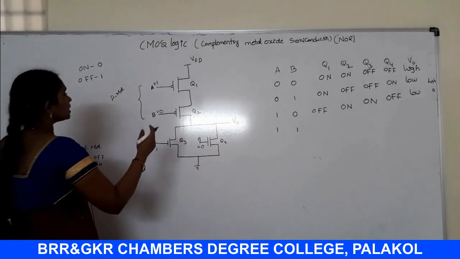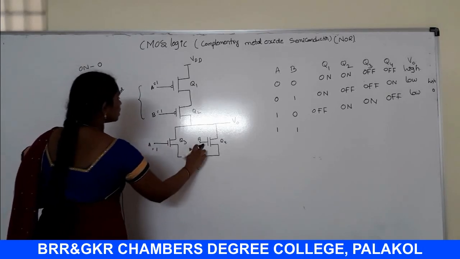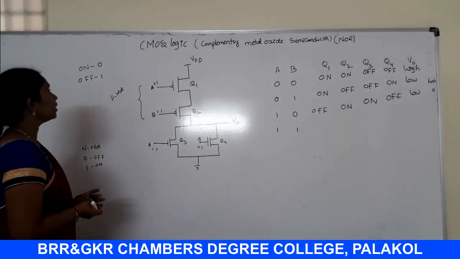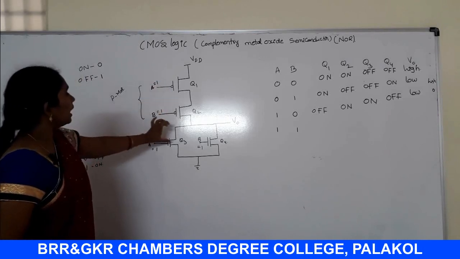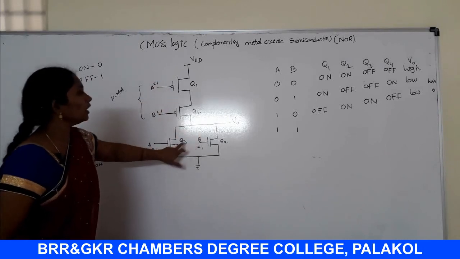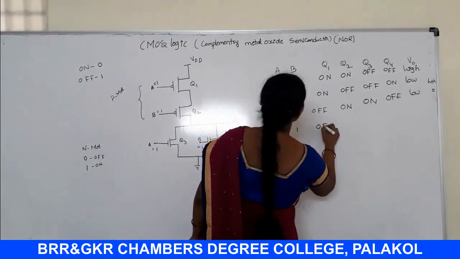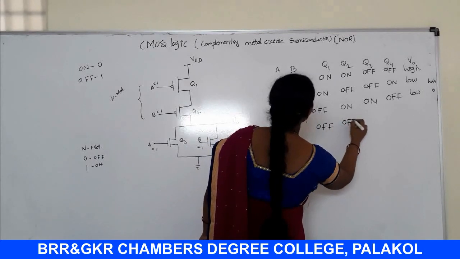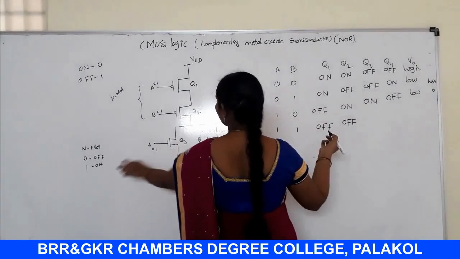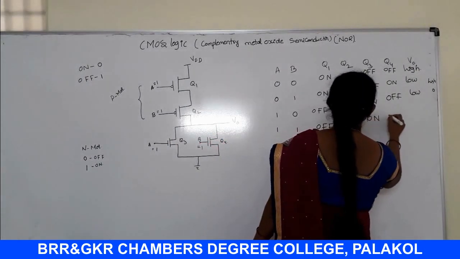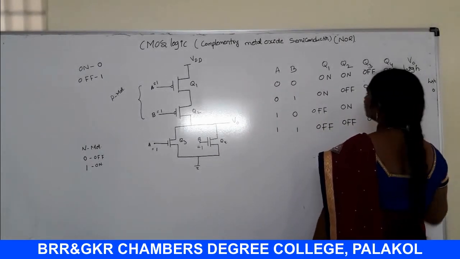The next condition is the 1 1 condition. When you apply 1 1 here, both inputs are 1. So the PMOS transistors are in the off condition. Coming to Q3 and Q4, when we apply 1 they are both in the on condition. Therefore the final output is low here.